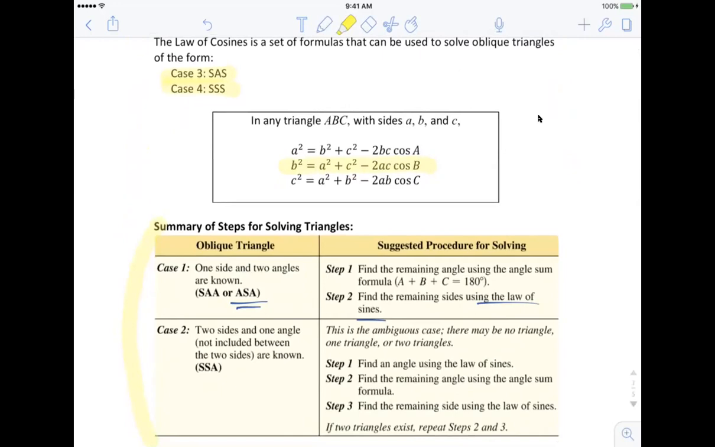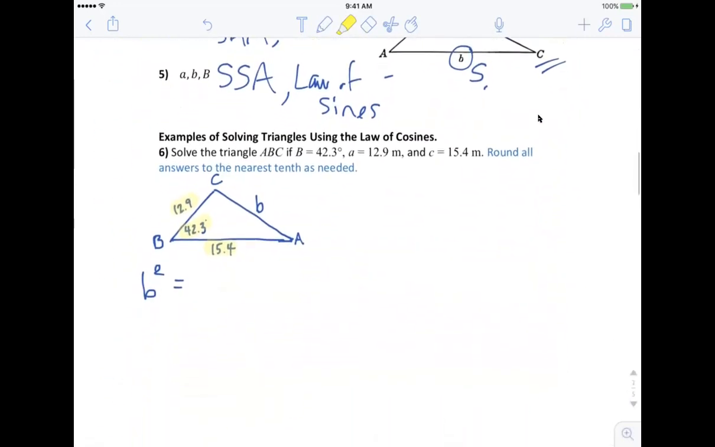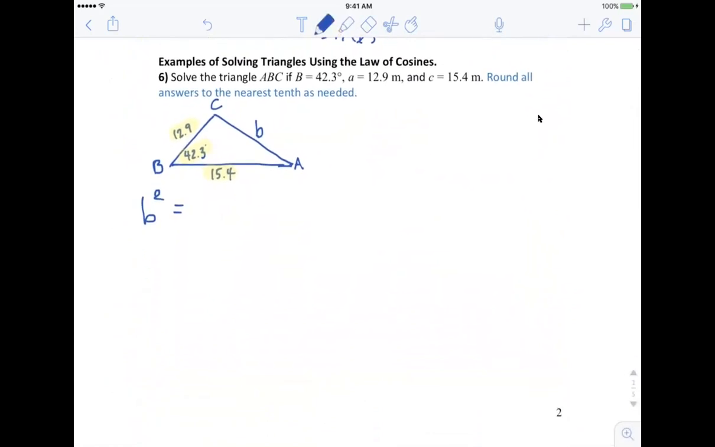Because I have AC and angle B, the only thing that's missing is b squared. So b squared is equal to a squared, which is 12.9 squared, plus c squared, 15.4 squared, minus 2 times a and c again, times the cosine of angle B, 42.3. Right, so there's the structure of that.